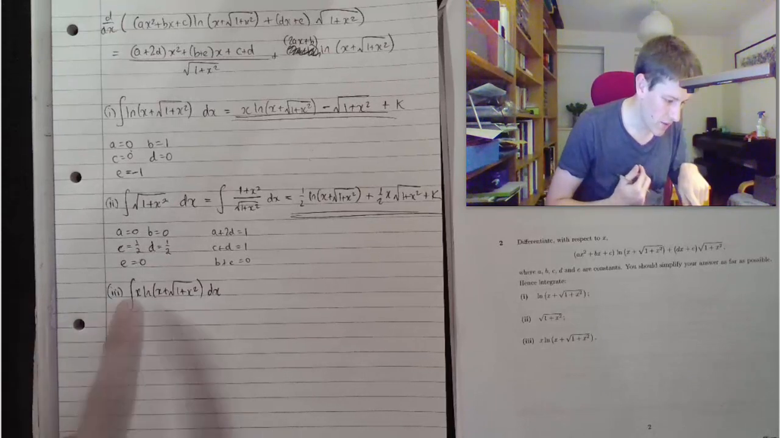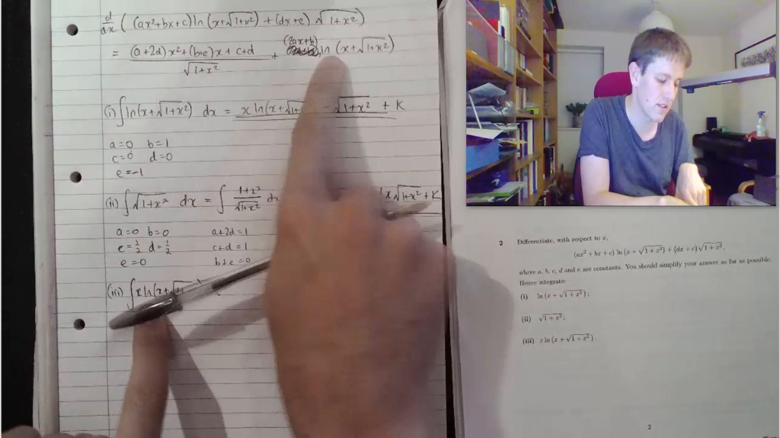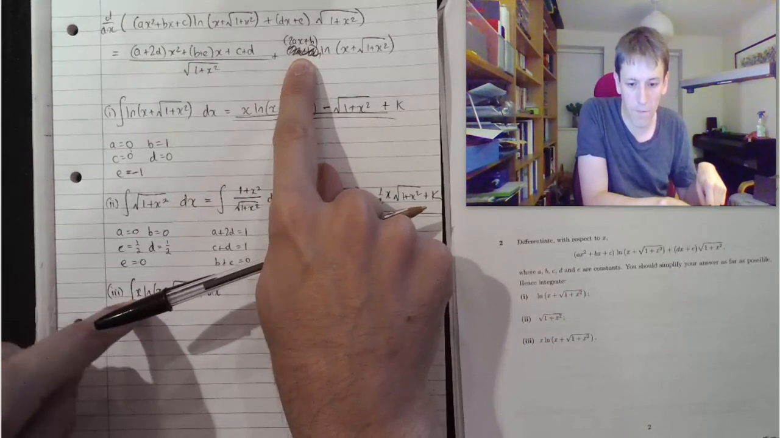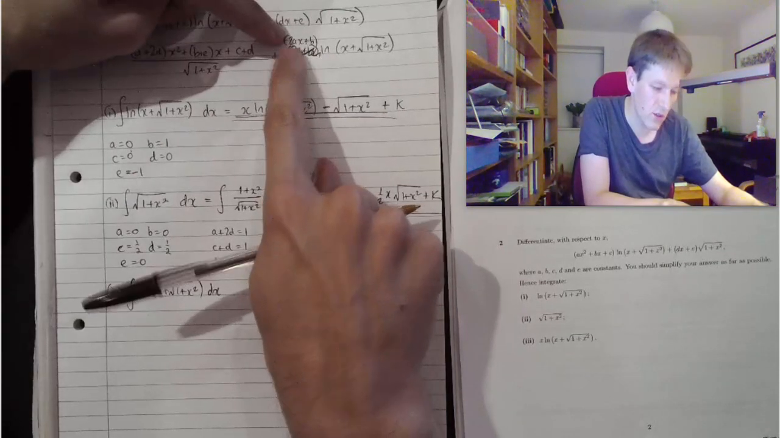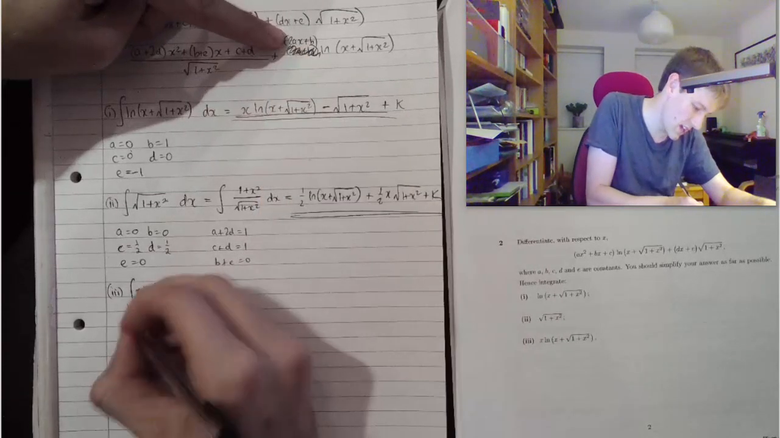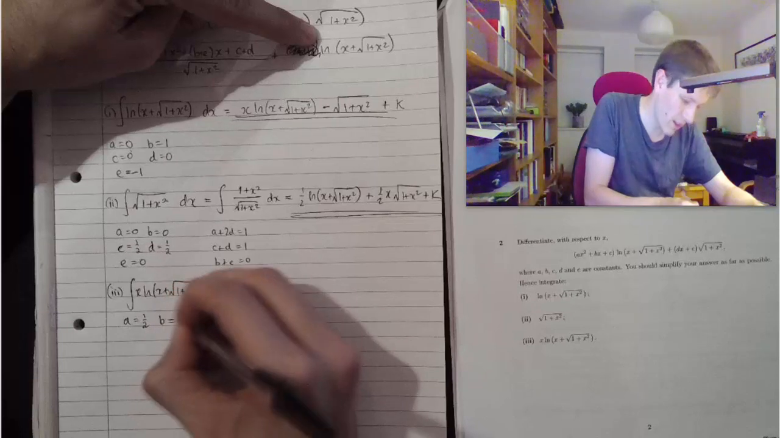This time this stuff is not present, and this stuff is just equal to x. So for this to be equal to x, I need 2ax to be equal to just 1x. So that means that a is going to be equal to 1/2, and b is going to be equal to 0. Again, that gives us this part.